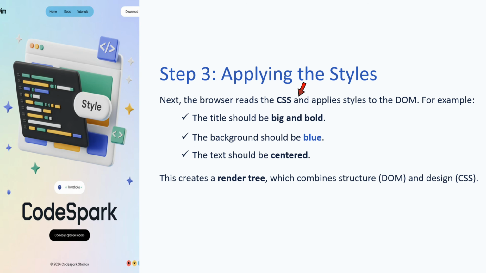Step 3 is applying the styles. Next, the browser reads the CSS and applies styles to the DOM. For example, the title should be big and bold. The background should be blue. The text should be centered. This creates the render tree, which combines the structure and design. Structure is nothing but the DOM, design is nothing but CSS.